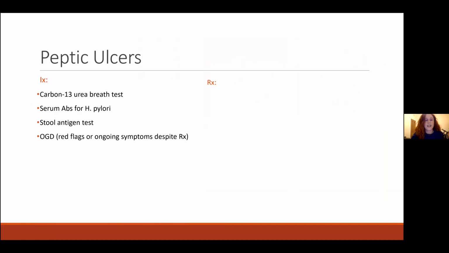Okay, so the investigations of peptic ulcers: carbon urease breath test, serum antibodies, and stool antigen tests are all tests for H. pylori, as this is a cause of peptic ulcers, as I said. You can also do an OGD, but you only tend to do these if they've got red flags or symptoms despite treatment. And not everyone needs an OGD.